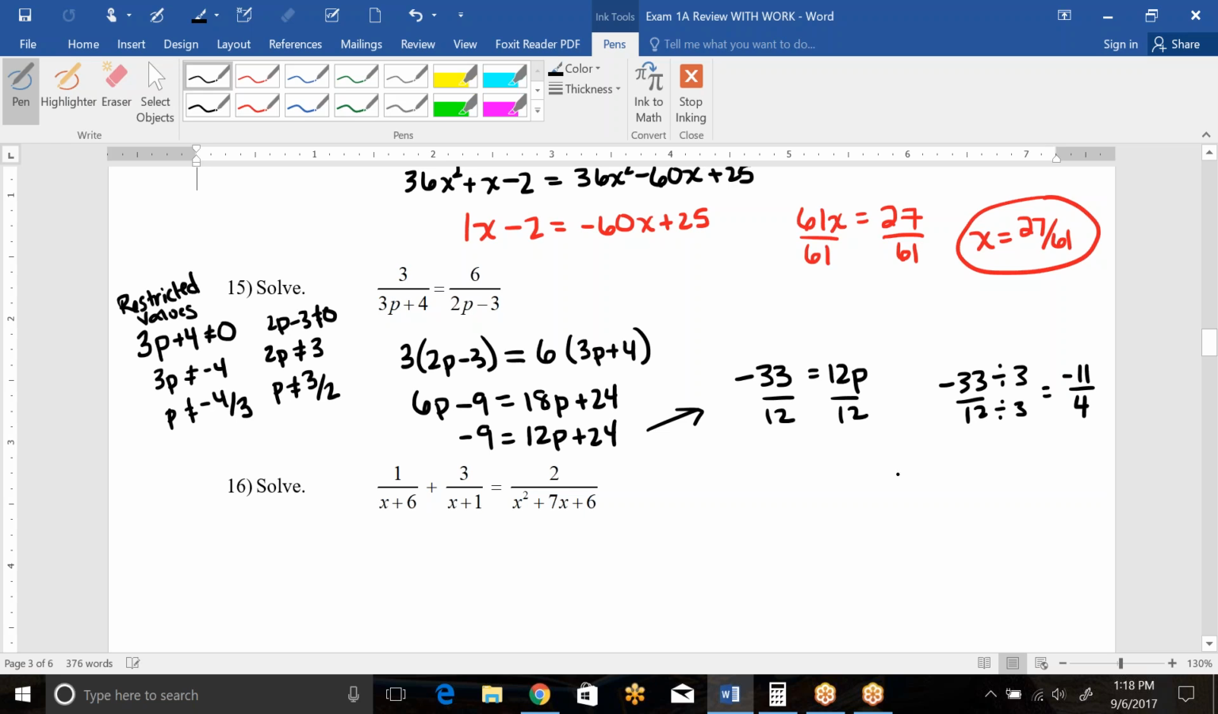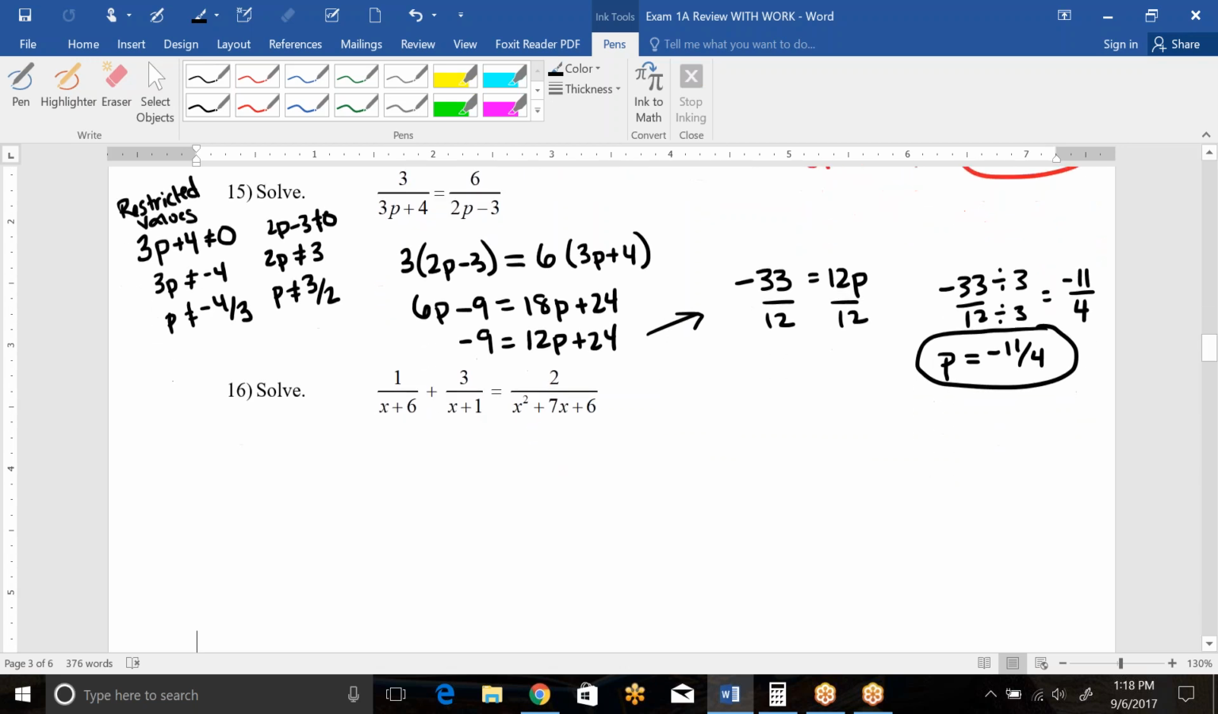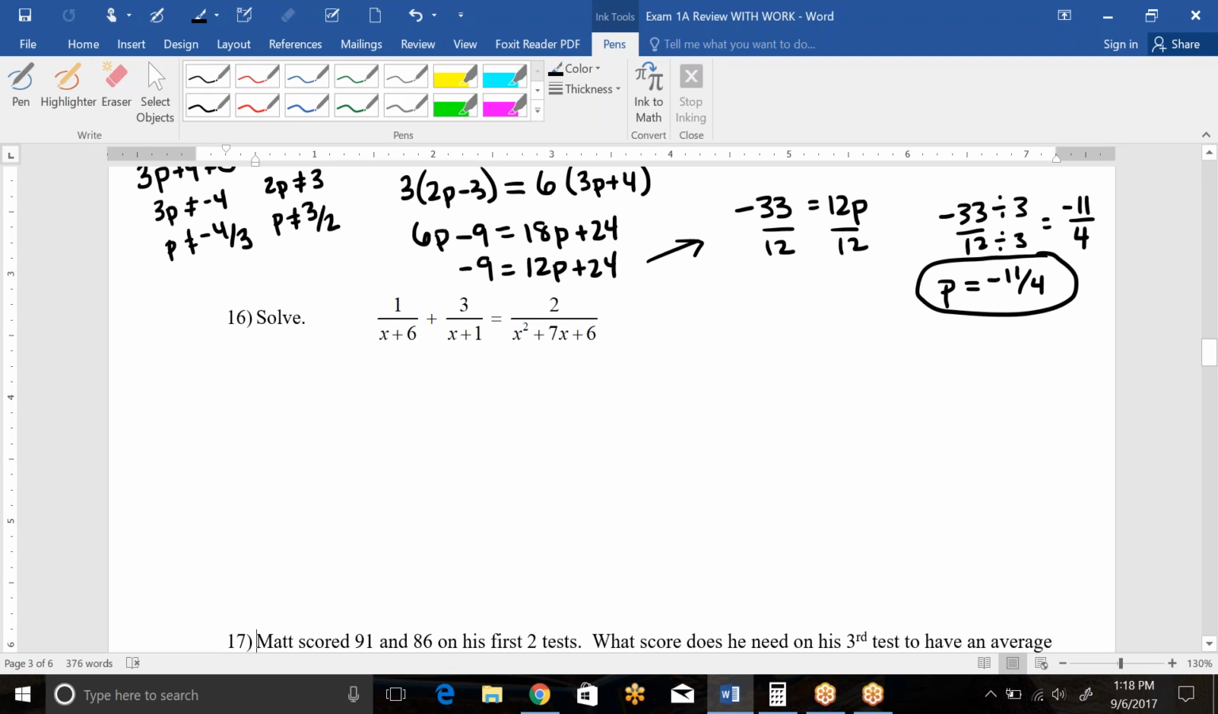Now, that is not one of my restricted values, so as long as I've done everything correctly in my arithmetic, this should be an acceptable answer. If you're not sure, you can always plug it back into the original and see if the left side matches the right side. Sometimes we will force checks because they are crucial because you have extraneous solutions. Other times I just hope that you would use your calculator and do your check. So let's look at 16.